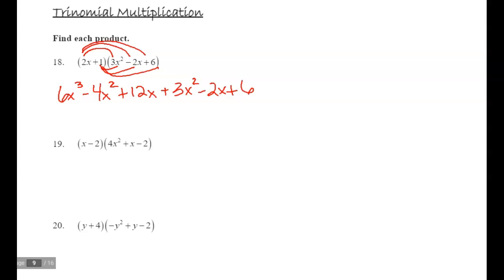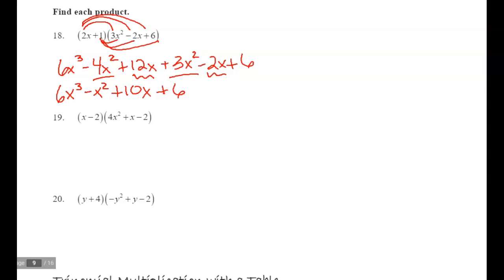Okay, now I need to combine some like terms. Those are like terms. These are like terms. 6x cubed. Now it's a negative 4x squared and a positive 3x squared, which the difference of those is just subtracting x squared. Negative 4 plus 3 is negative 1. Then here, 12x minus 2x is 10x plus 6. So I have a cubic polynomial with 4 terms, if we were classifying this, which will be on your quiz.